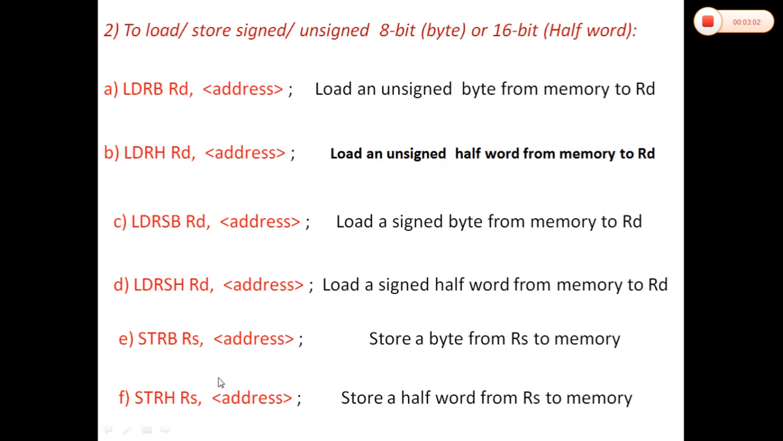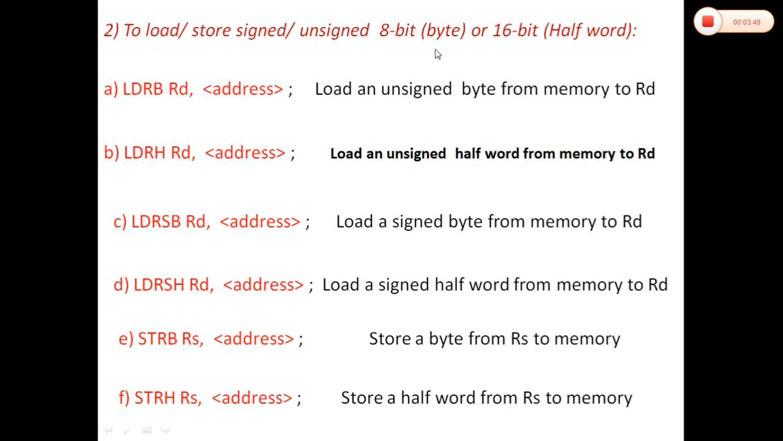Similarly, there are some instructions which can transfer a single byte or a half word, 8-bit or a 16-bit half word, between memory and the register file. That byte or half word may be signed or unsigned. Let us consider this pair of instructions. This is for loading a byte, unsigned byte particularly, from memory to the specified register, and this is the instruction for loading a half word from a memory location to the specified register. Both these instructions work on unsigned numbers.